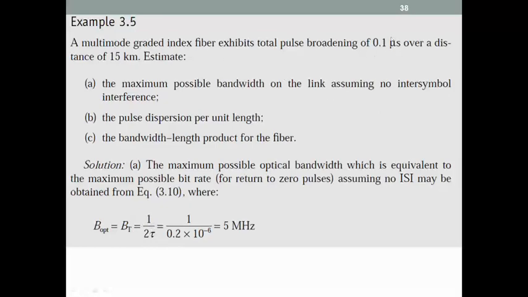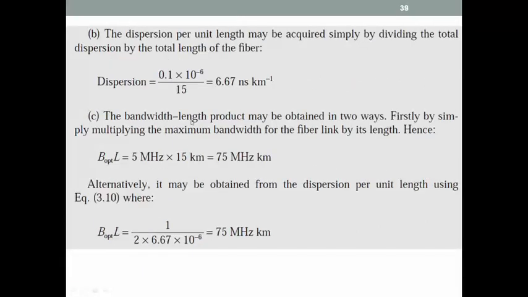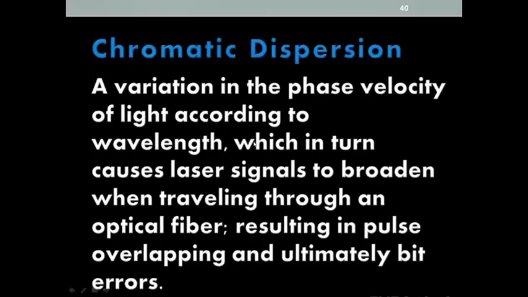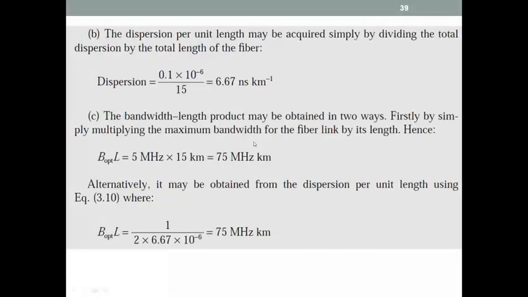2 tau is this value. You are going to take the inverse, and you are going to get the maximum output bandwidth, which is given by 5 megahertz. For the second one, pulse broadening per unit length can be given by 0.1 microseconds divided by 15, and it comes to 6.67 nanoseconds per kilometer.